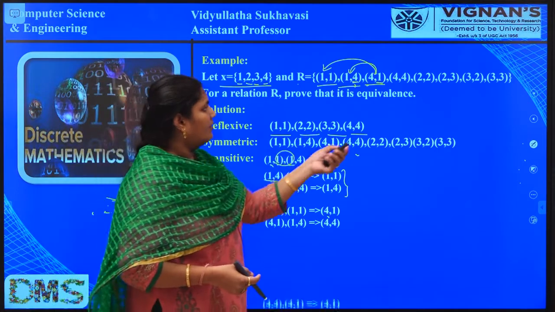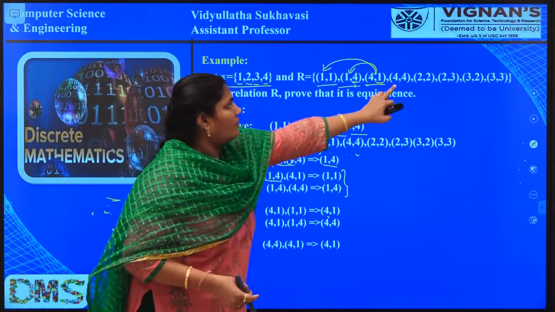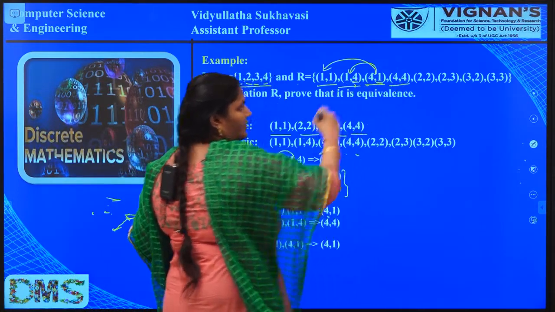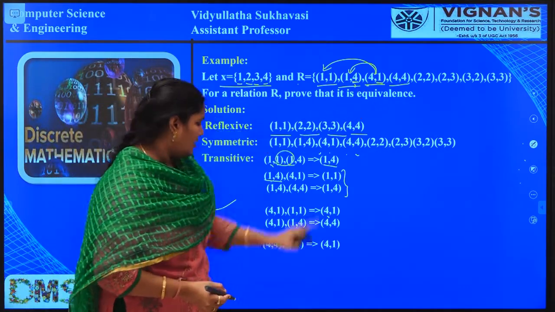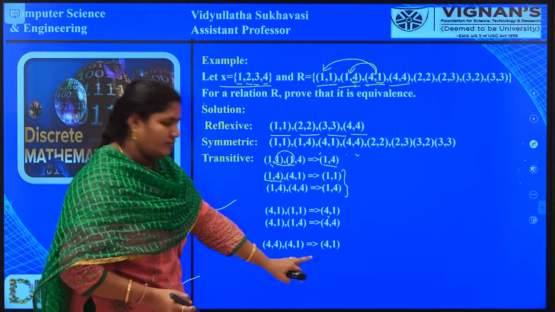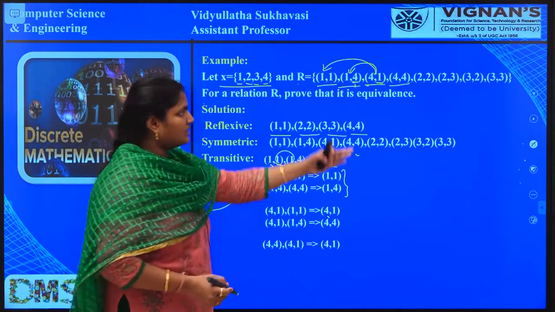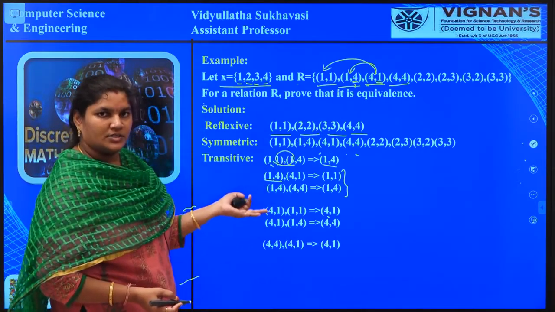Next again, the 4 comma 4 ordered pair is checked with the ordered pairs which start with 4. So only we have 4 comma 1. So we will check with this. We got 4 comma 1. So these are already present in the relation R.